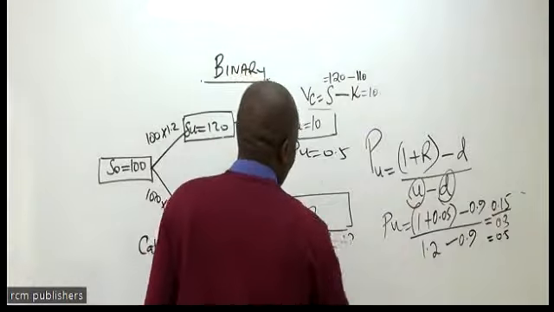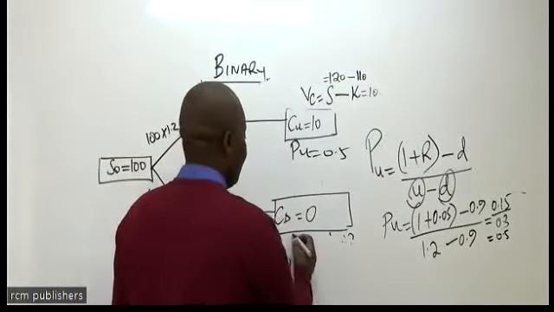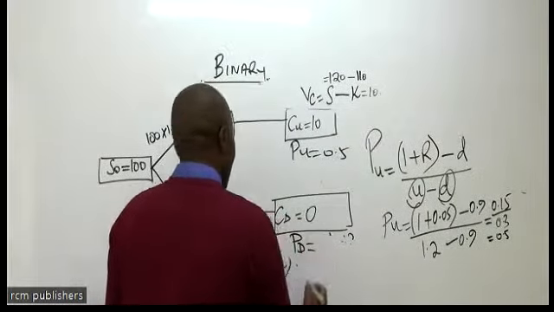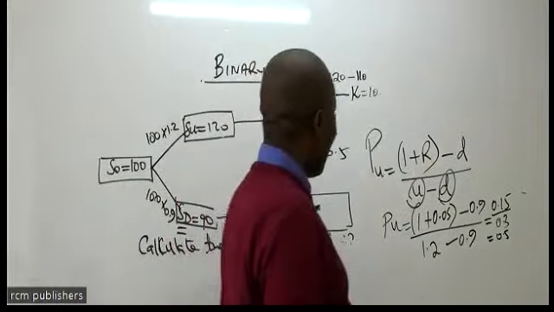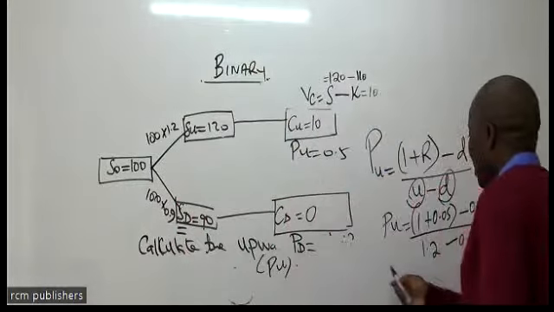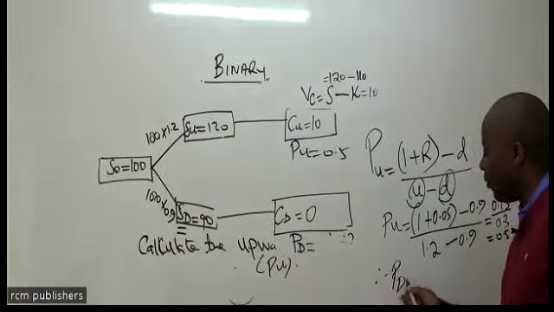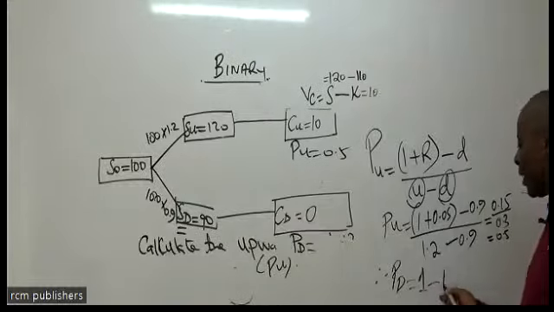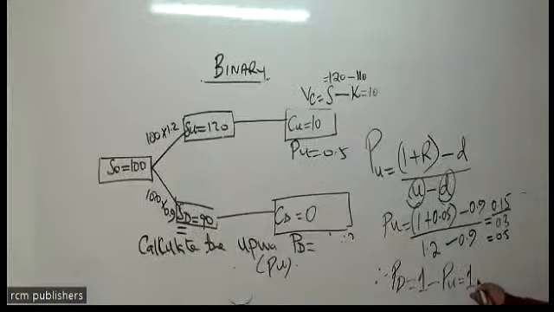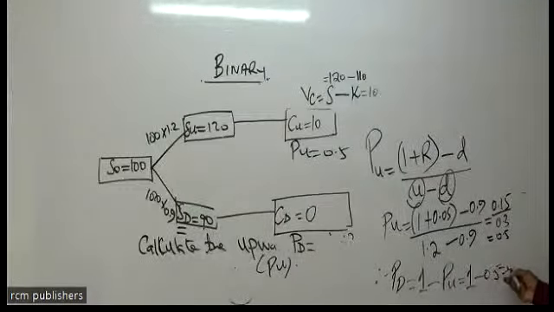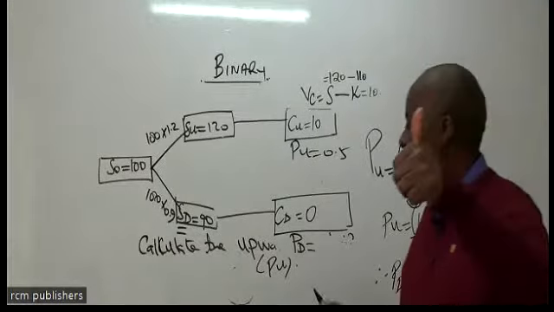Then what do you think in this case will be the probability of down? Therefore, probability of down will be equal to 1 minus probability of up, which is 1 minus 0.5. So probability of down will be 0.5.